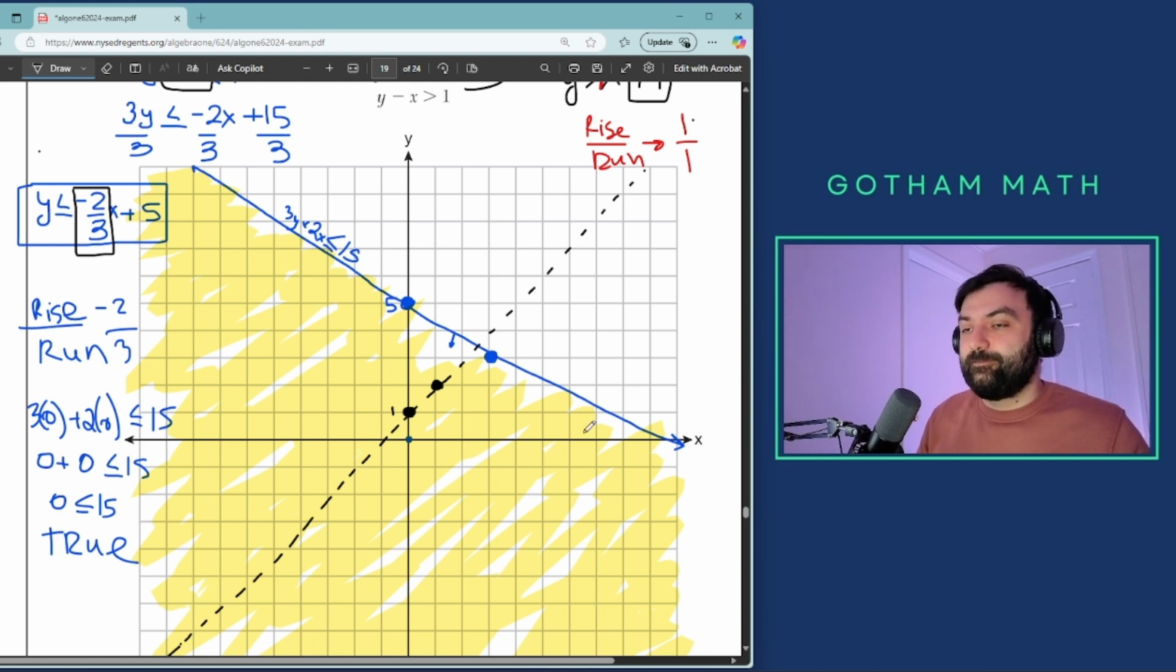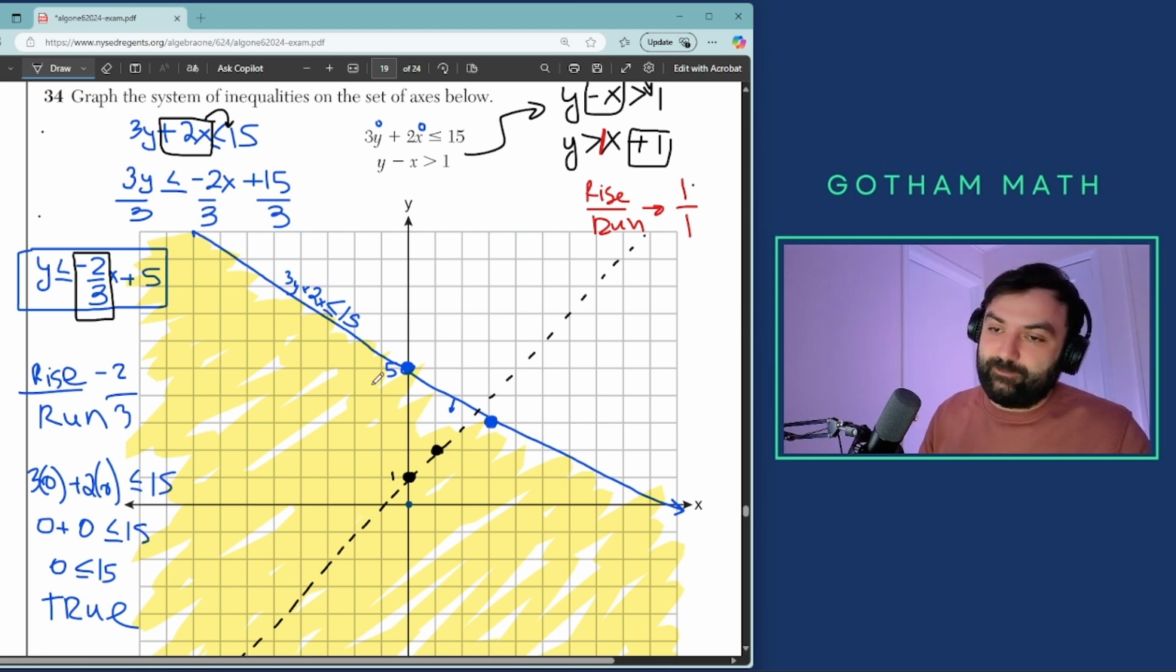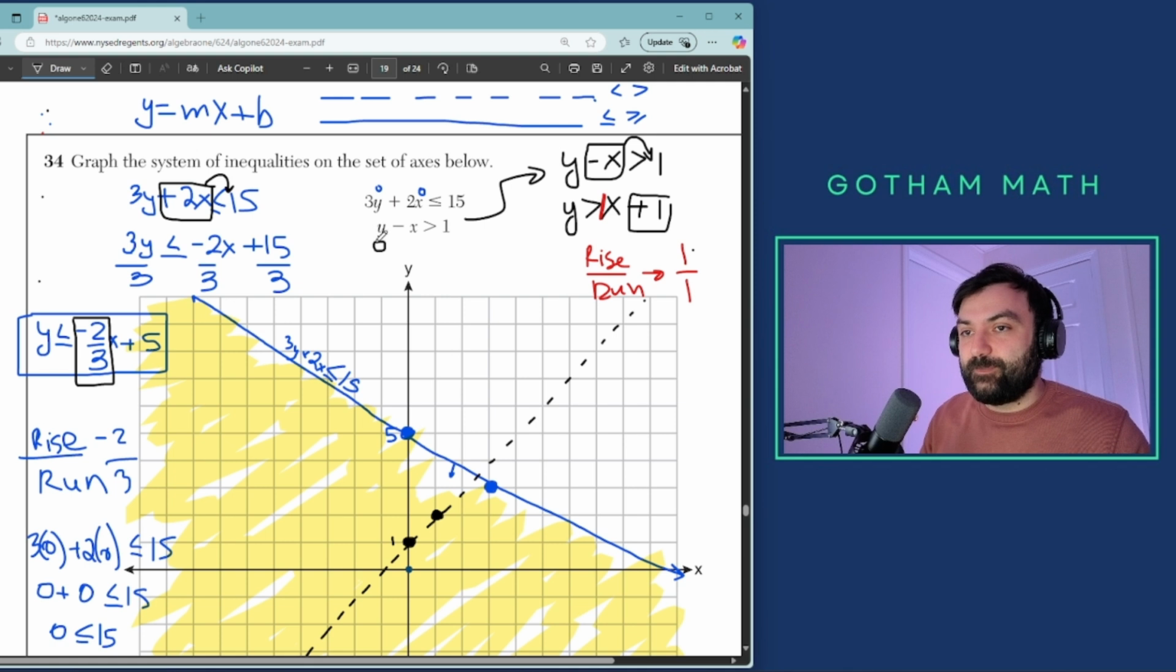All right. Shading time. Do I shade towards 0, 0? So to the right from the line, to the left from the line, below or above, right? So how do I do that? I plug in 0, 0. So it's going to be 0 minus 0 greater than 1, which means that it's 0 greater than 1. Is that true? No, not true.